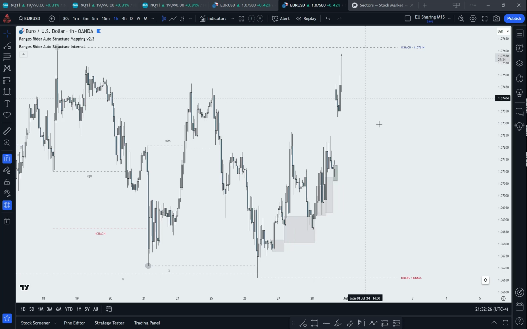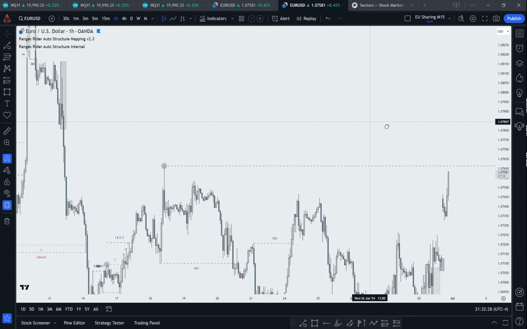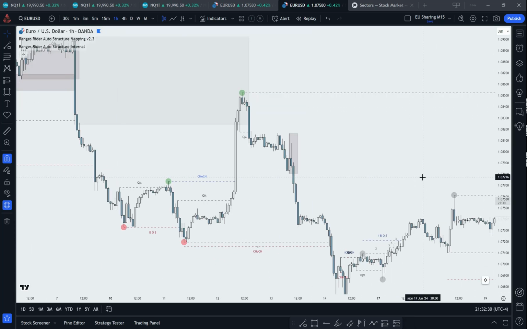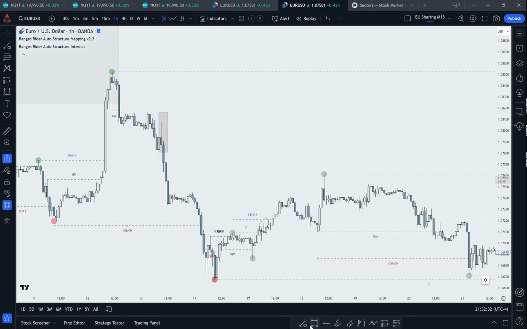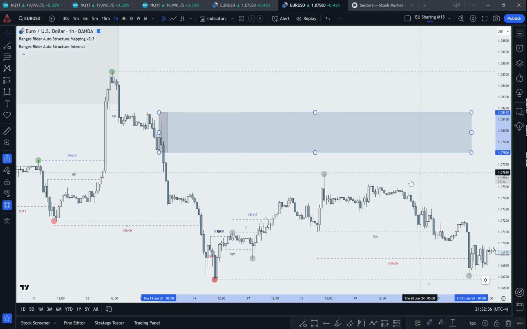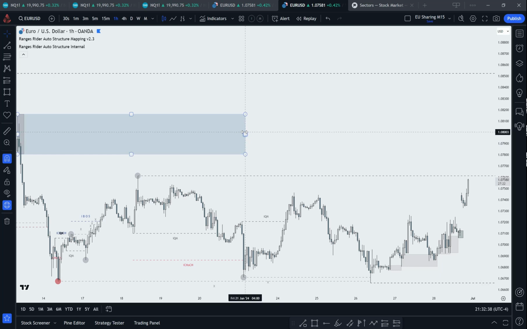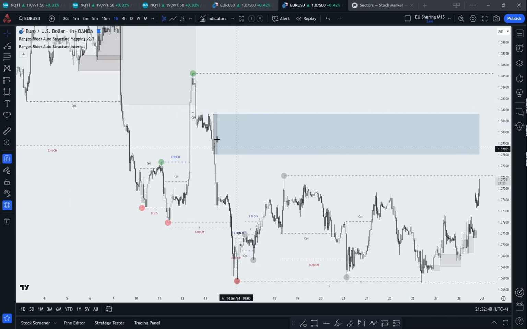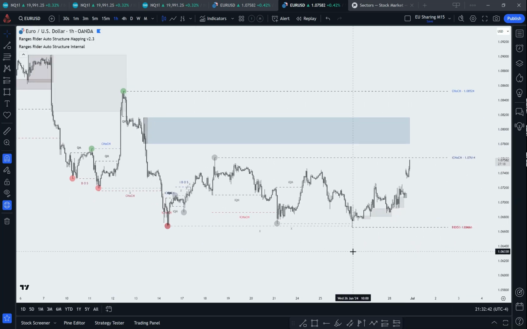If we break this level, then on the H1 we have this order block. So keep an eye on this order block today. Okay, so this is what I'm looking at in the market today.